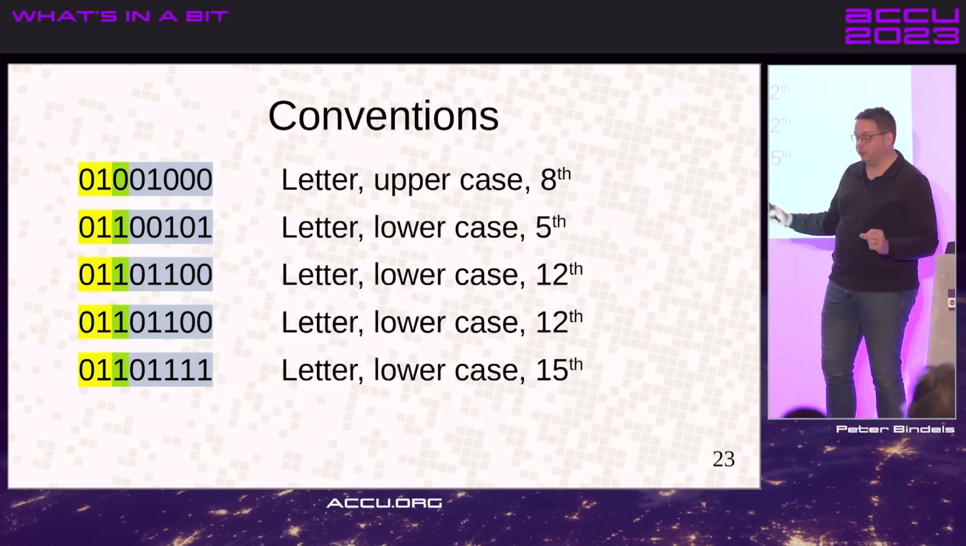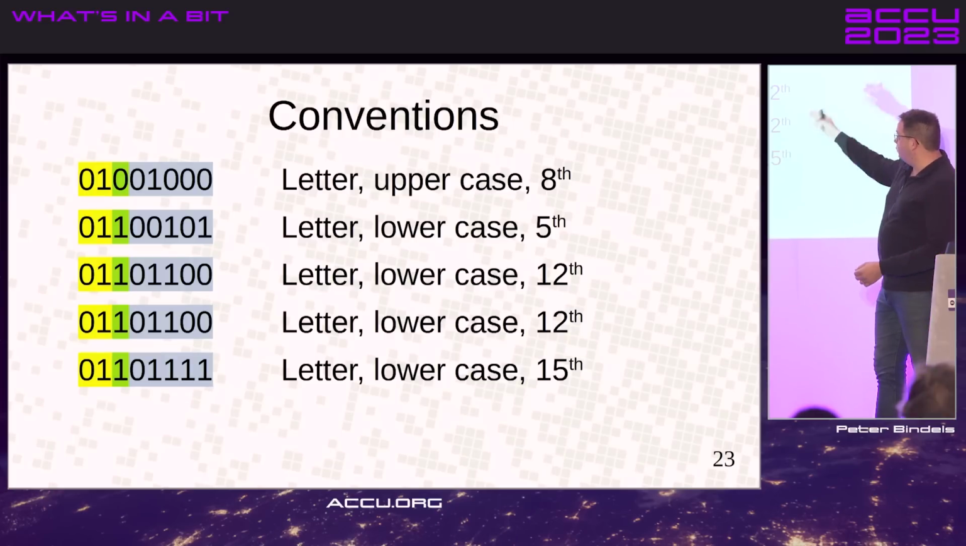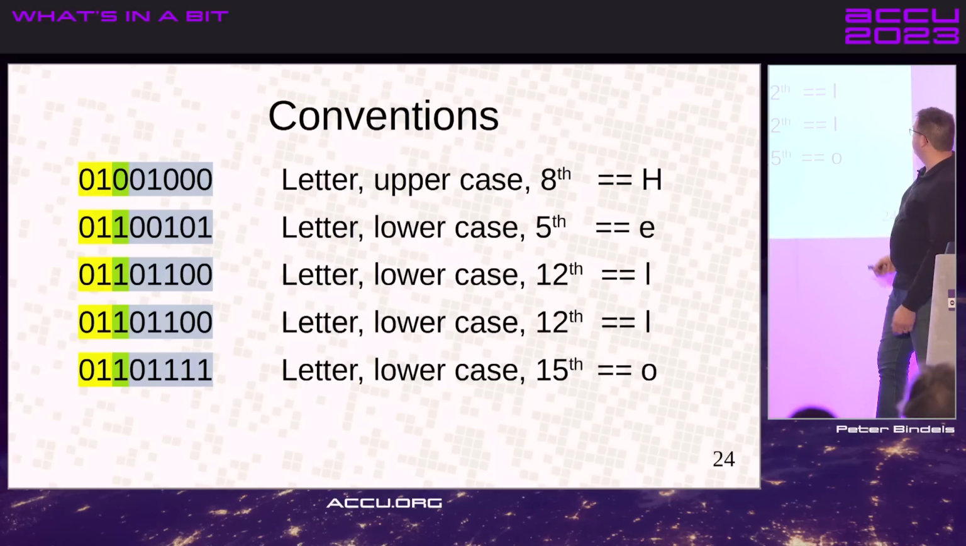Again, the English alphabet. So if we have the first one starting with 0, 1 for a letter, 0 for uppercase, and then the number 8, that represents the 8th letter from the alphabet in uppercase, which is a capital H. Similarly, for the rest, we can decode which of the letters it is, and by knowing the alphabet, we can decode that this says hello.